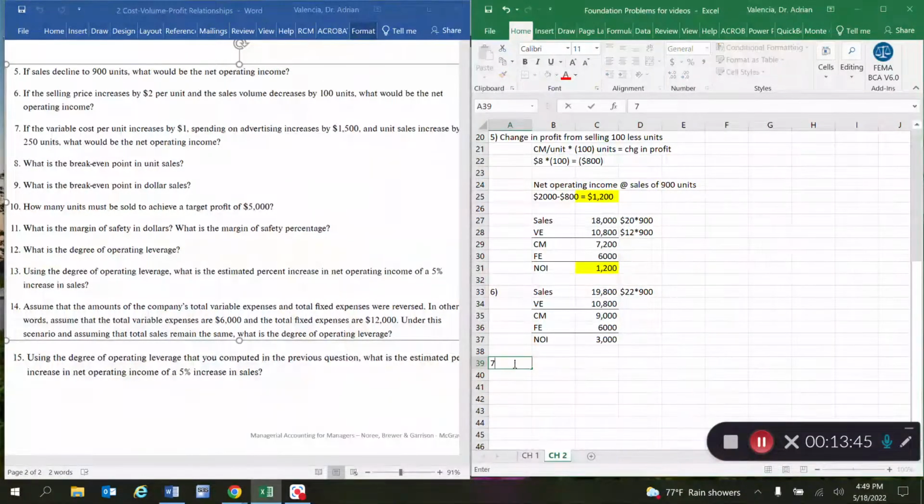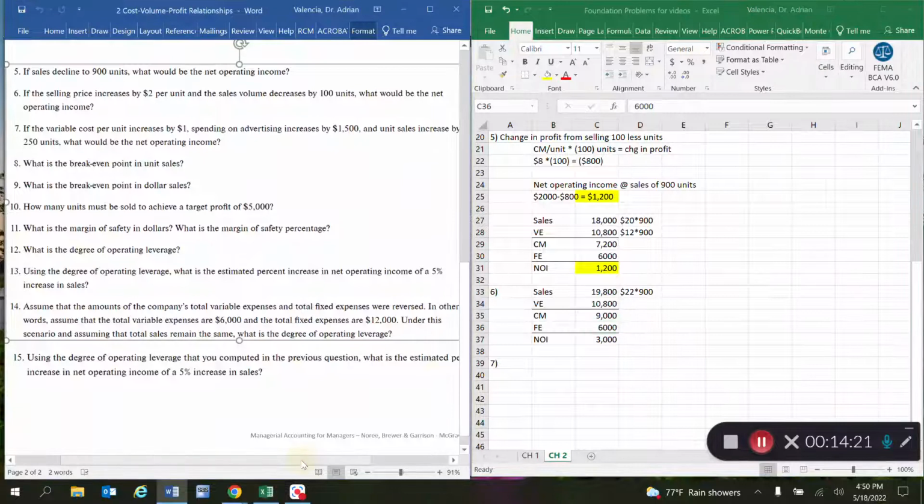Number 7, if the variable cost per unit increases by $1. So now we're talking $13 per unit of variable cost. If the variable cost increased by $1, spending on advertisement increases by $1,500. That means fixed expenses go up. So instead of it being $6,000, now it's going to be $7,500. 6,000 plus 1,500 is 7,500. And unit sales increases.